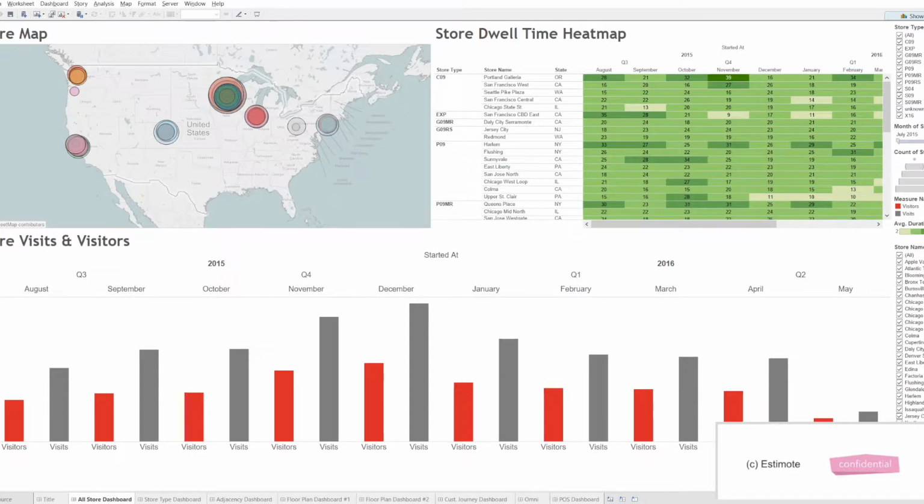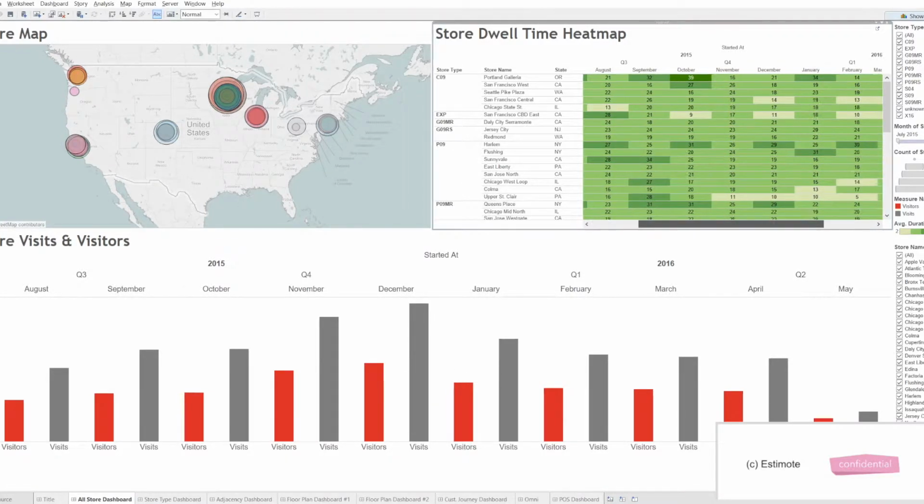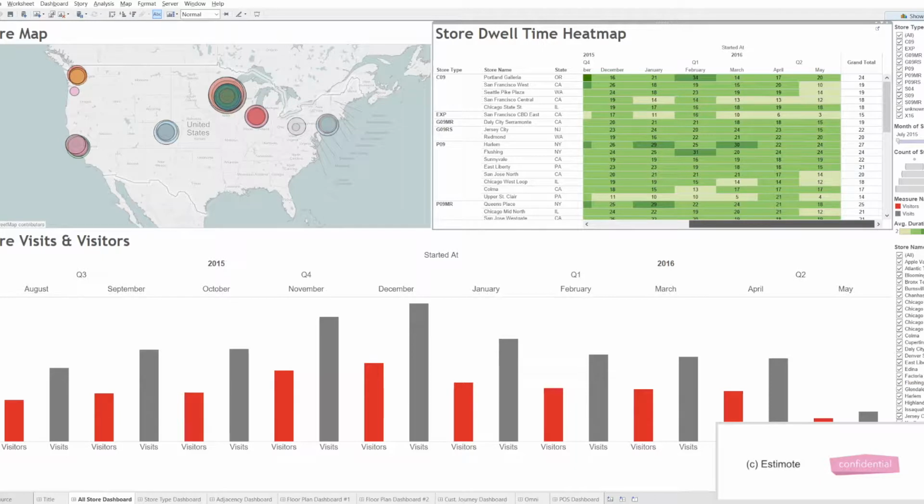Underneath this map, we can see a graph of unique visitors in red and visits in gray, categorized by month. At the top right, we see a heat map containing the data on average for each visit duration to each store month over month, segregated by store types, with total averages on the far right.